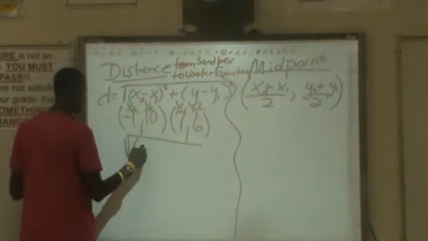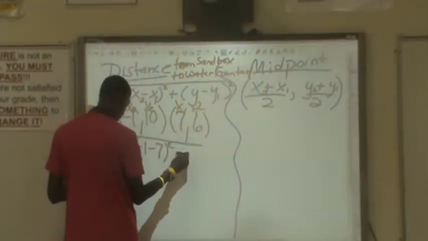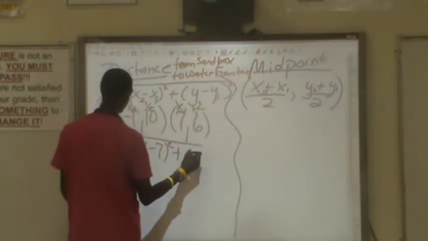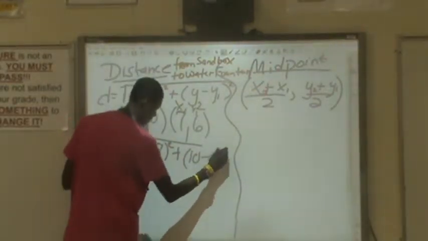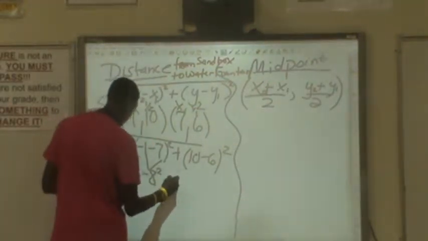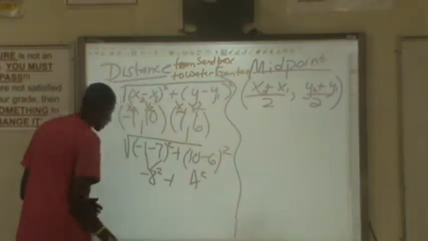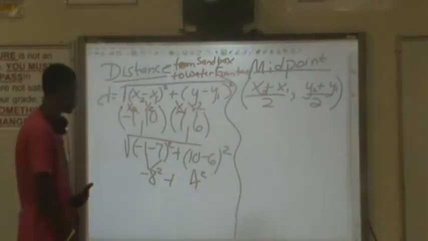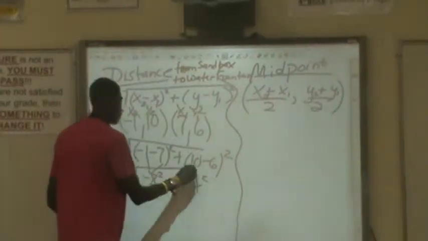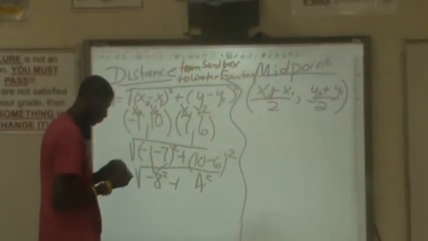Then, -1 minus 7 squared plus 10 minus 6 squared. So this will give me -8 squared plus 4 squared. Is there anything that he hasn't brought down yet? The square root sign. Please make sure, because that's how they trick you on the standardized test. They know sometimes that you guys forget that. Okay?